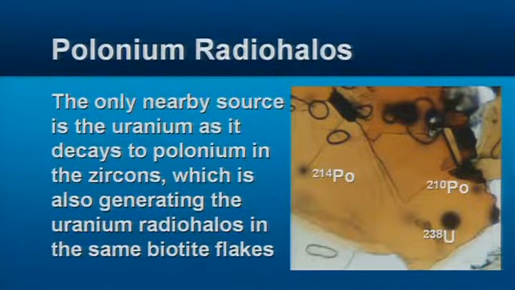What is it? It's in the zircons. Remember, you can see in these photographs that polonium and uranium radiohalos are side by side. Usually they're less than 1 millimetre apart. And sitting in the centre of the uranium radiohalo is a zircon crystal that's full of uranium. And that uranium decays to polonium. You've got a nearby source.